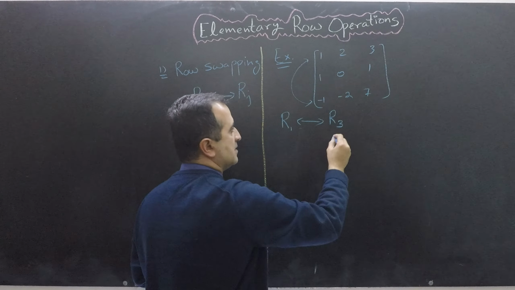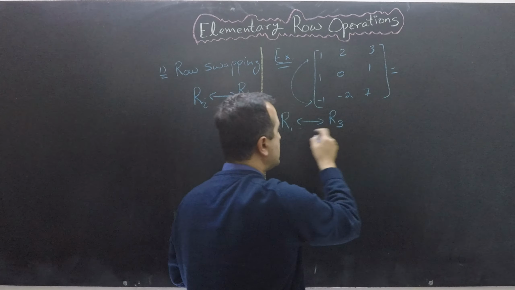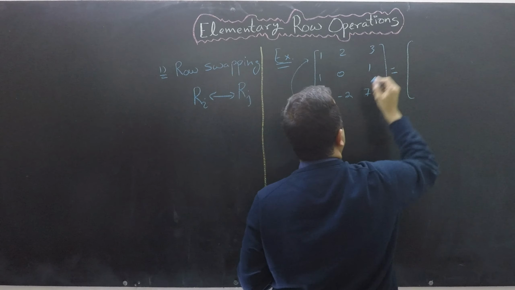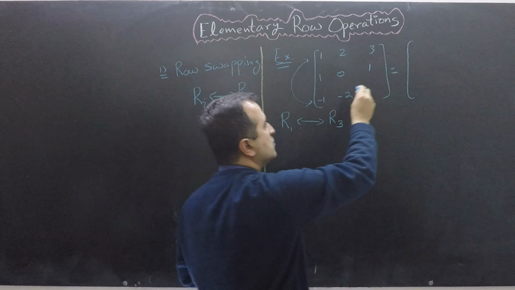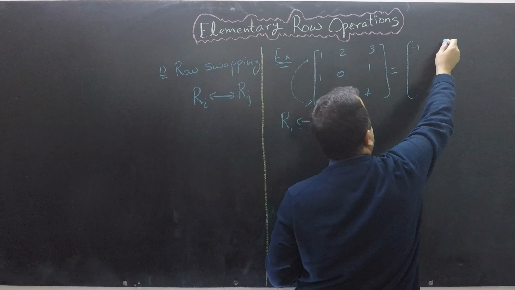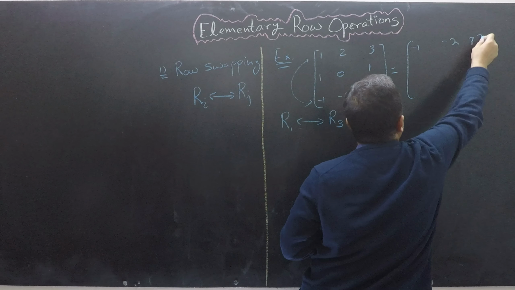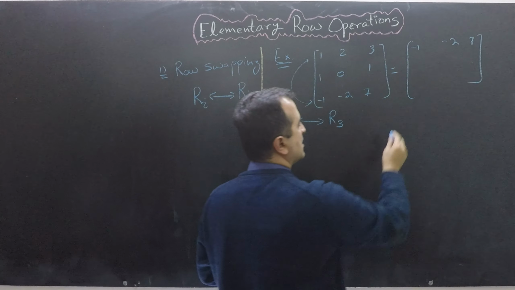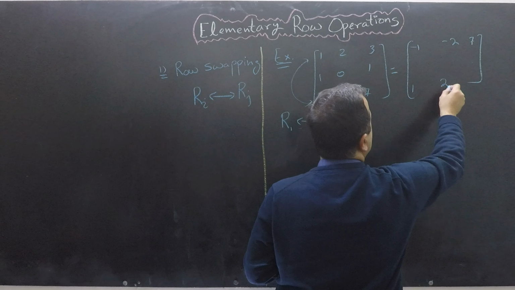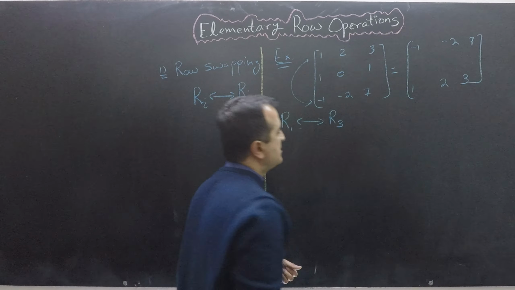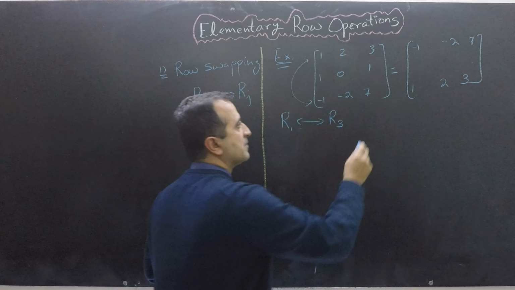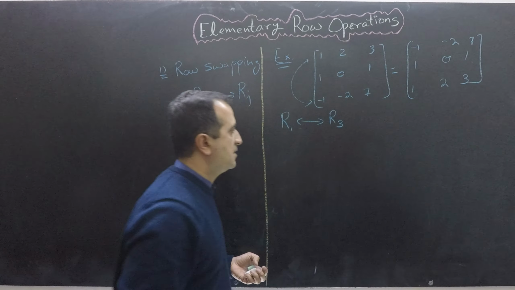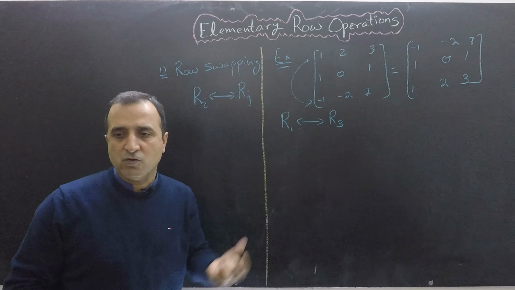So my result after swapping R1 and R3 is that the third row will be the first row, so it will be minus 1, minus 2, and 7. The first row will be the last row, so the last row is going to be 1, 2, and 3. And the second row will remain the same, 1, 0, 1. So this is an example of a row swapping operation.